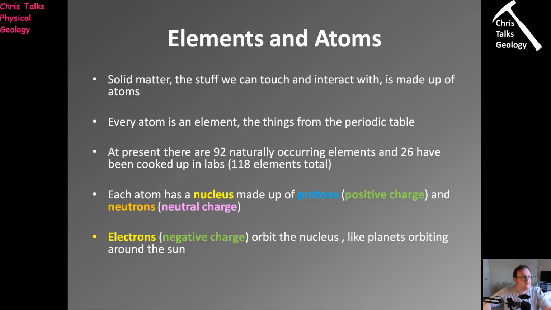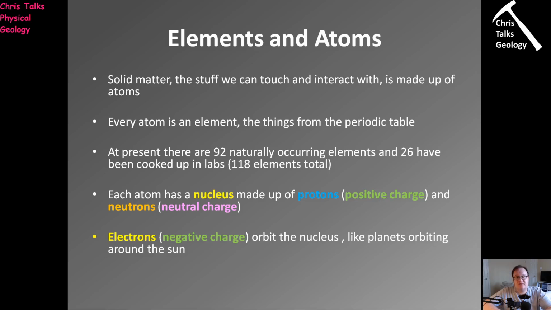So, let's have a think about elements and atoms. Solid matter is made up of atoms. So I'm knocking on my desk, that's solid matter, made up of atoms. Every atom is an element. If you remember, elements are the things that we have in the periodic table, things like nitrogen, carbon, oxygen, sulfur, etc. At present, there are 92 naturally occurring elements and 26 have been produced in labs. So that's 118 elements in total, although I dare say by now it's probably 119, who knows.